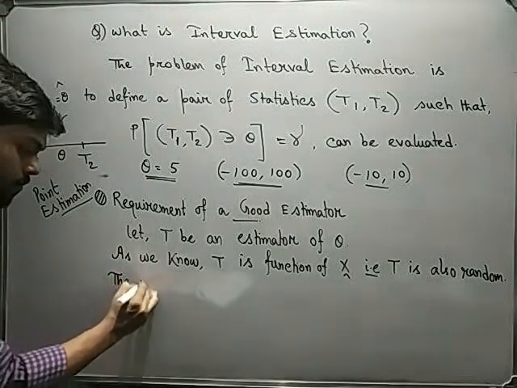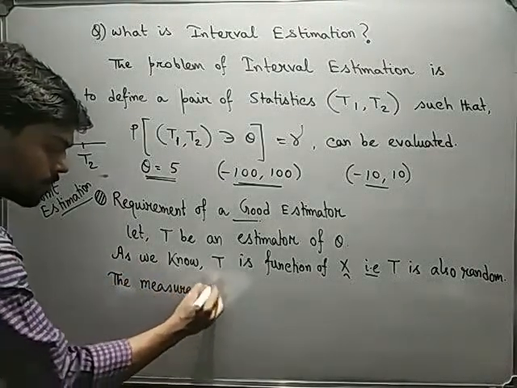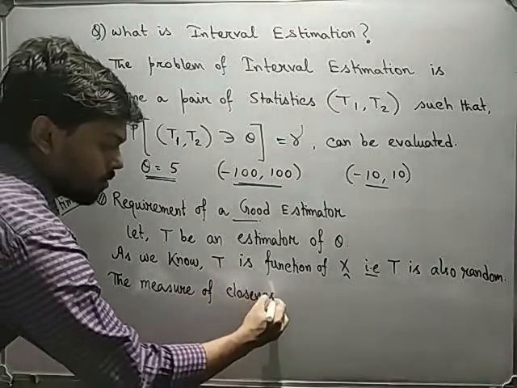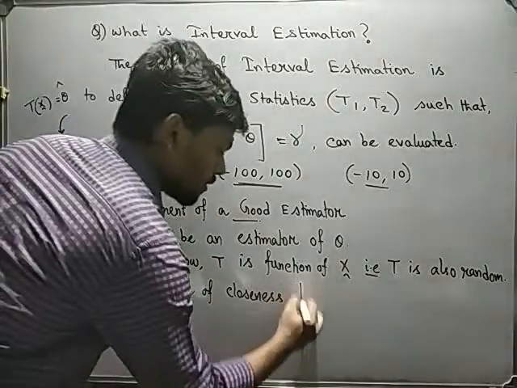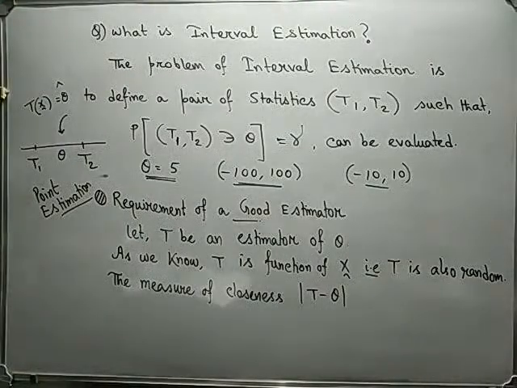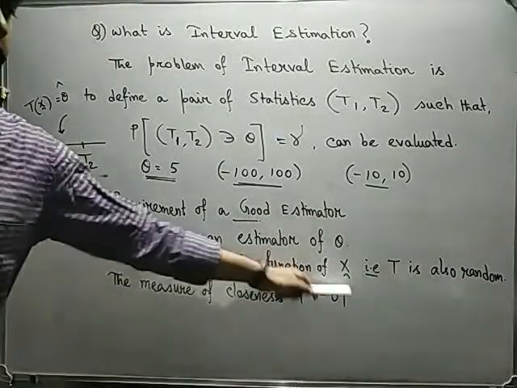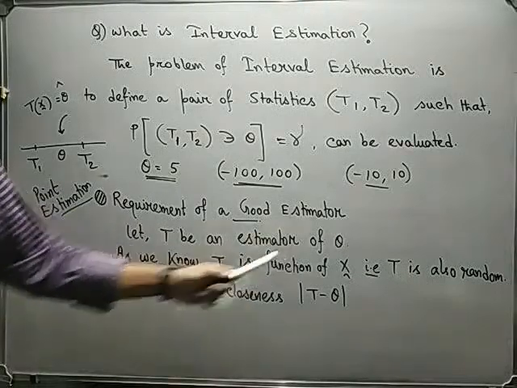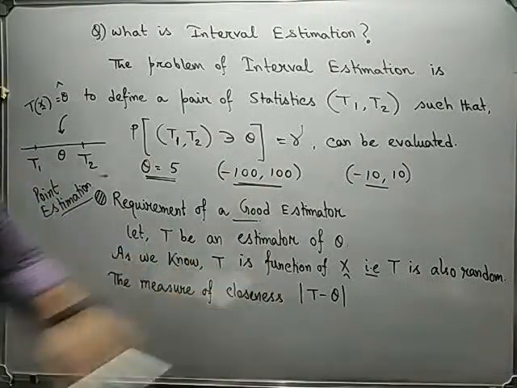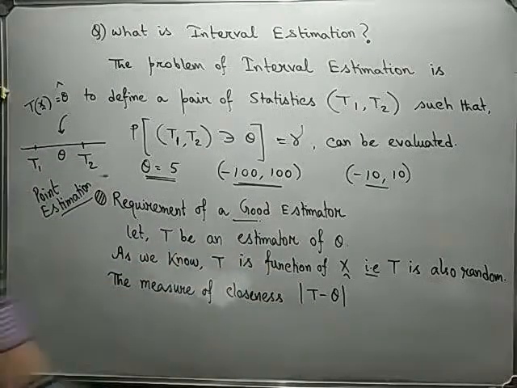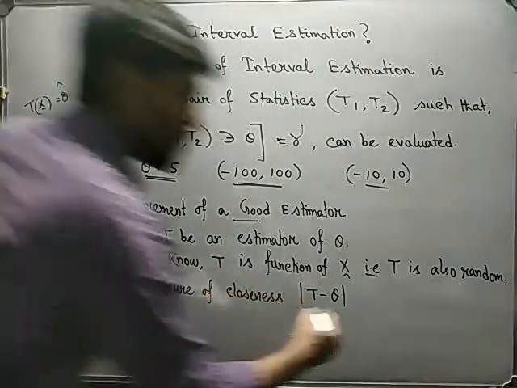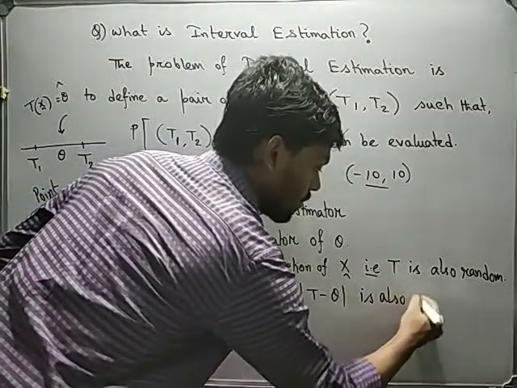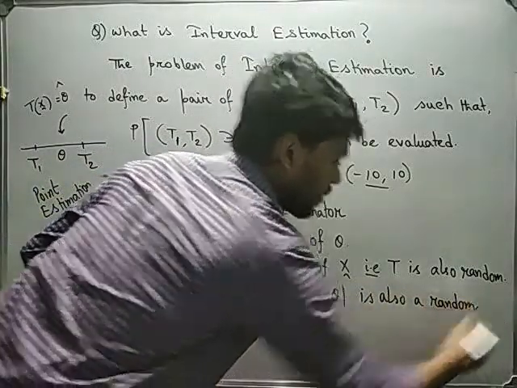Now, the measure of closeness, let's say mod of t minus theta. What does this mean? Mod of t minus theta measures the closeness between t and theta, or you can say the distance between t and theta. The distance can be positive or negative, so that's why we have given this modulus. Now the measure of closeness, which is mod of t minus theta, is also a random quantity.